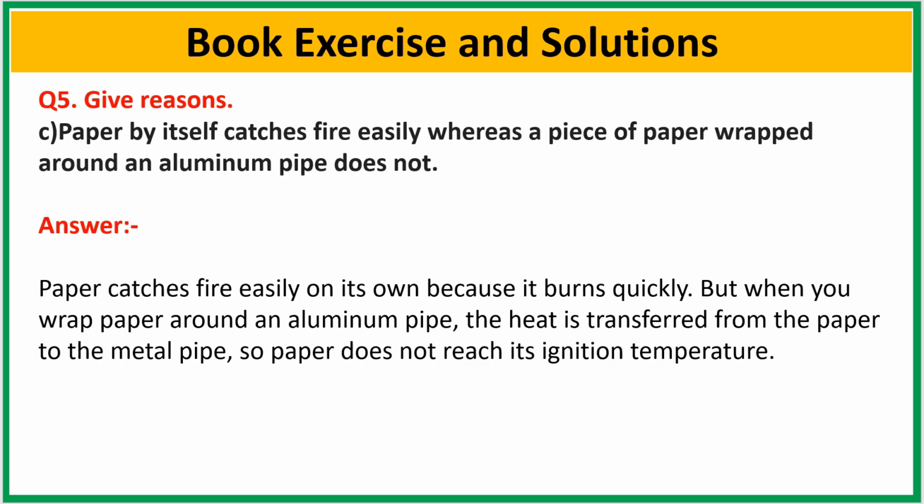Next question, paper by itself catches fire easily, whereas a piece of paper wrapped around an aluminium pipe does not. Answer, paper catches fire easily on its own because it burns quickly. But when you wrap it around an aluminium pipe, the heat is transferred from the paper to the metal pipe. So the paper does not reach its ignition temperature.